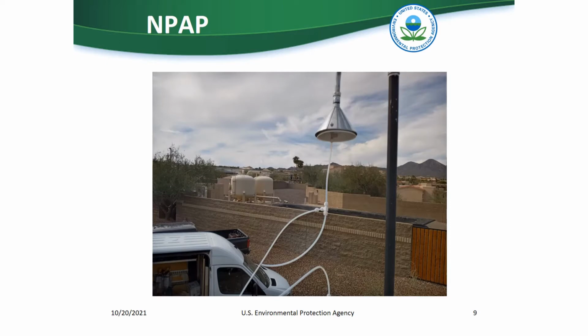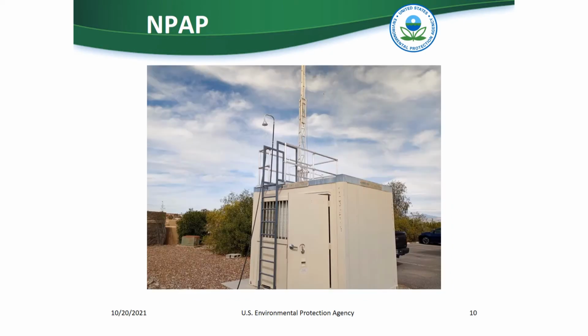This image is of a gas delivery line. The contractor or auditor is responsible for developing a delivery system that allows audit concentration gases to be introduced to the probe inlet where logistically feasible. And this is another image of an NPAP audit setup for gaseous pollutants.